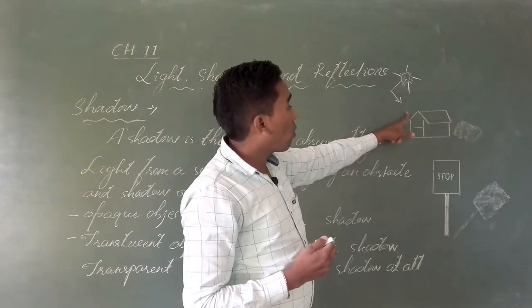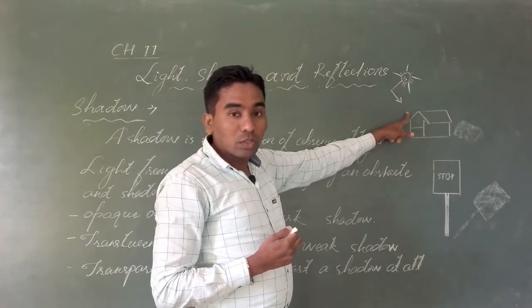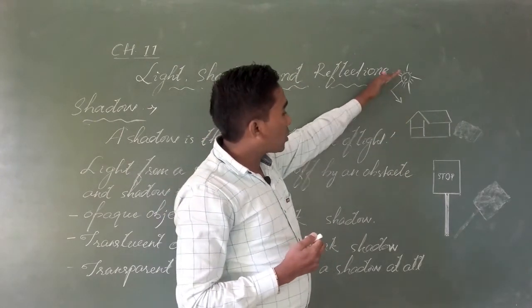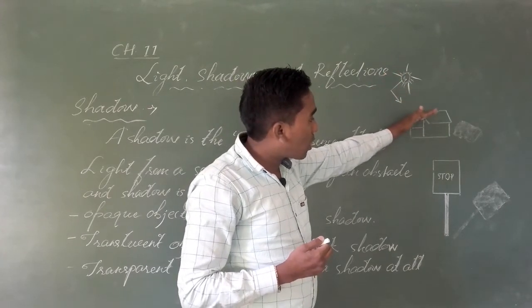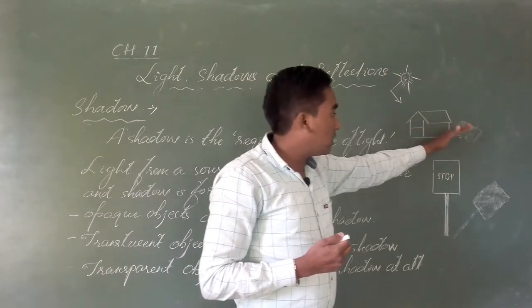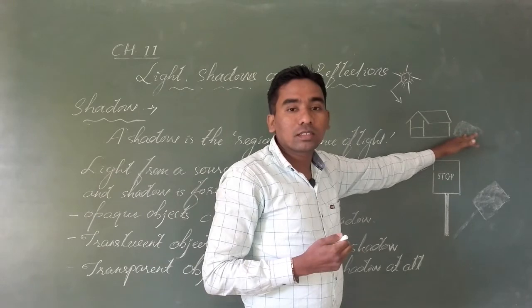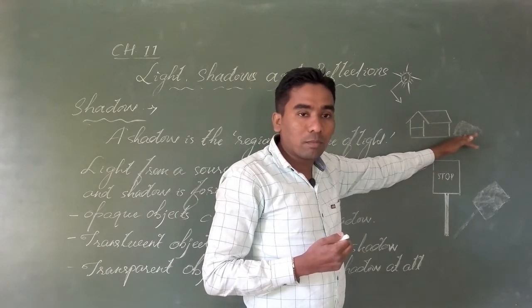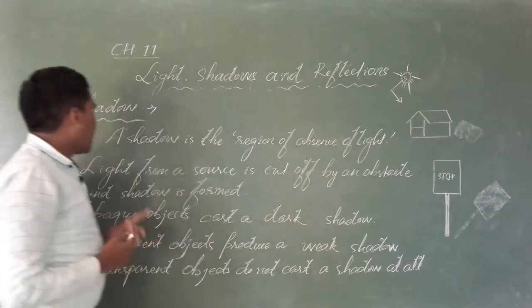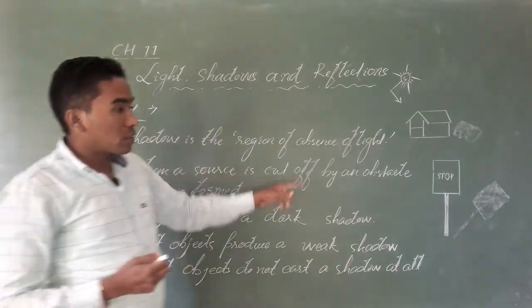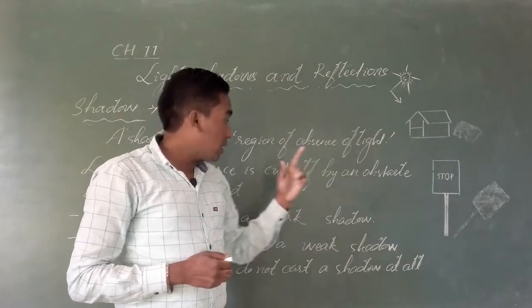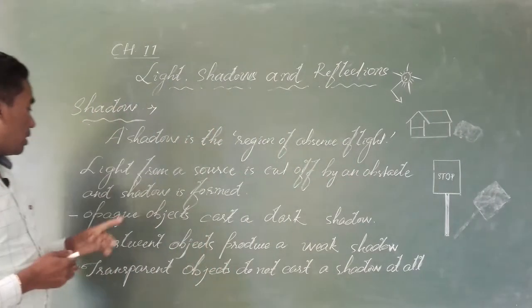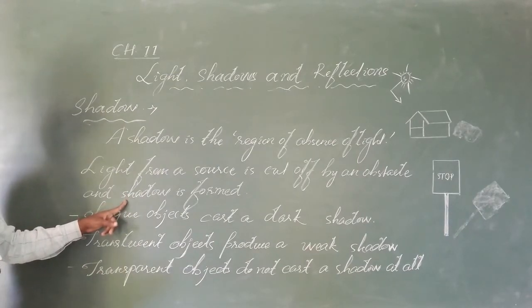So, look here, there is a home. Suppose during the daytime the sun provides light towards this direction; in this area there is no light, that is why a shadow is formed. So, light from a source is cut off by an obstacle, and that is how a shadow is formed.